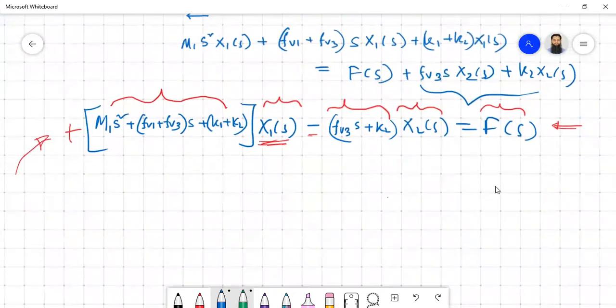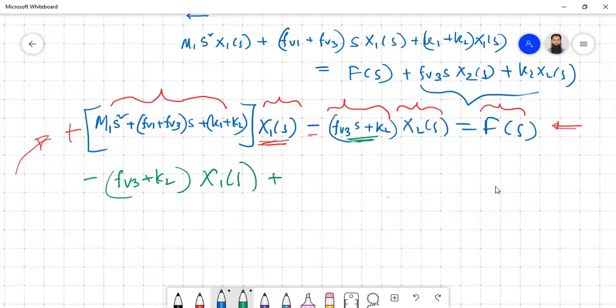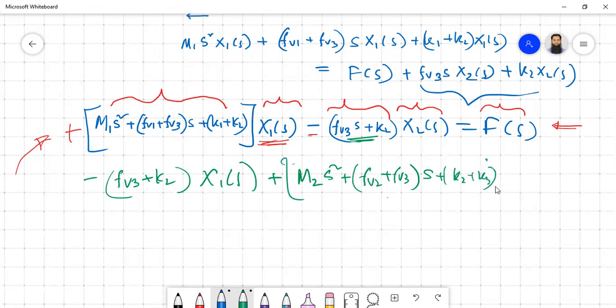So whatever we have, and also from this equation you can easily see this is the common portion. So definitely the common portion will be coming here: FV3S plus K2, X1S, then plus M2 S square plus FV2 plus FV3S plus K2 plus K3. Okay, so this is your X2S, there is no force, 0. So now if somebody asks you to find the transfer function G of S equal to X2S by Fs.